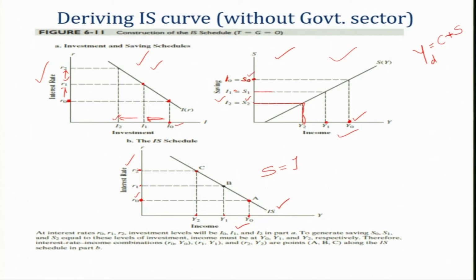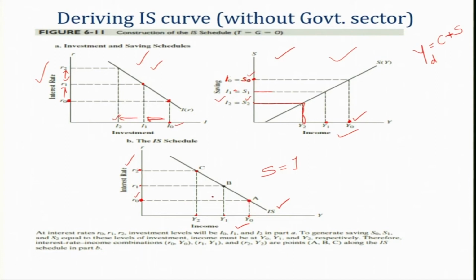So that means when the rate of interest is low, investment demand increases, and the corresponding level of saving has to be generated, which is possible from the corresponding level of income. So with a low rate of interest, investment demand increases, so saving must increase, and for that the income must also increase.